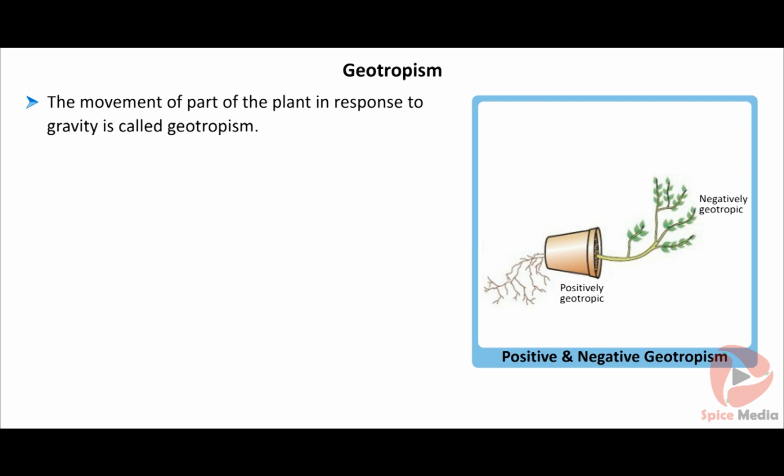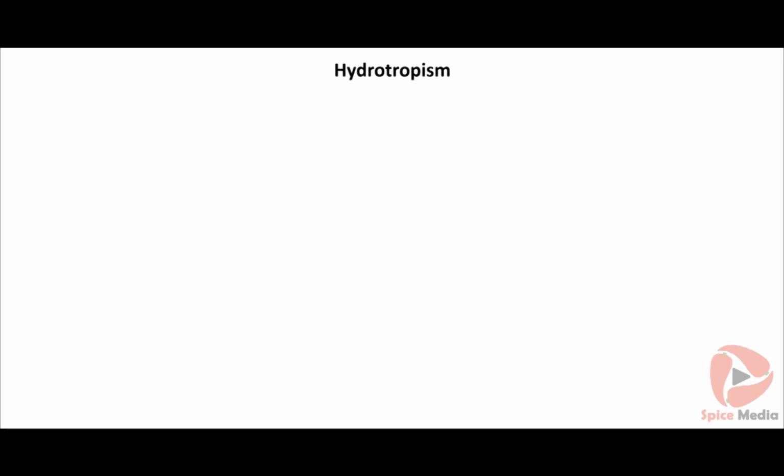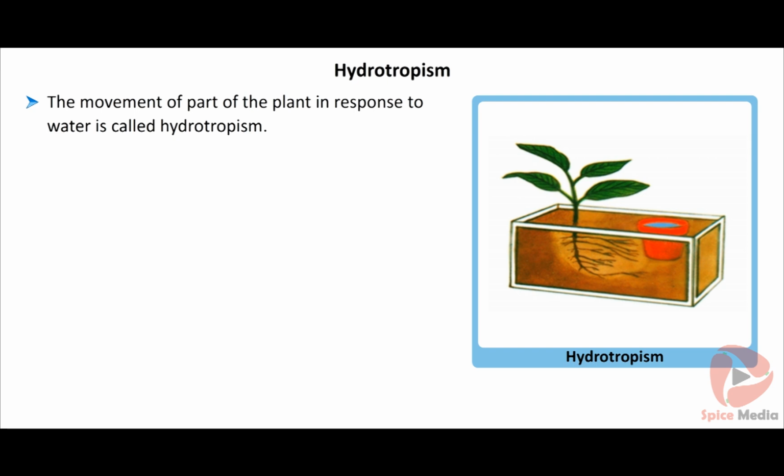The movement of part of the plant in response to gravity is called geotropism. When the part of the plant moves towards the stimulus of gravity, it is called positively geotropic. Example, root. When the part of the plant moves away from the stimulus of gravity, it is called negatively geotropic. Example, stem.